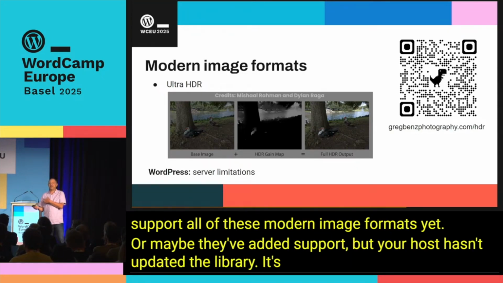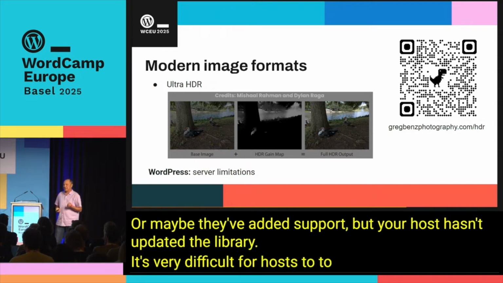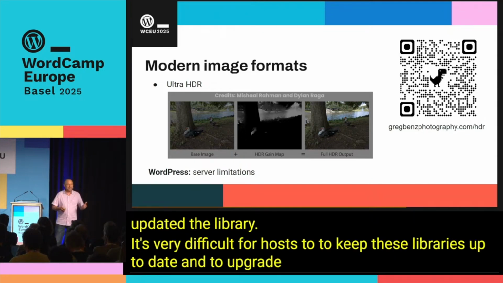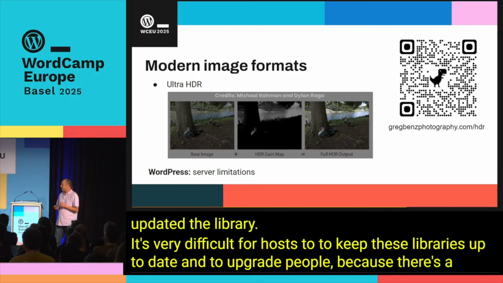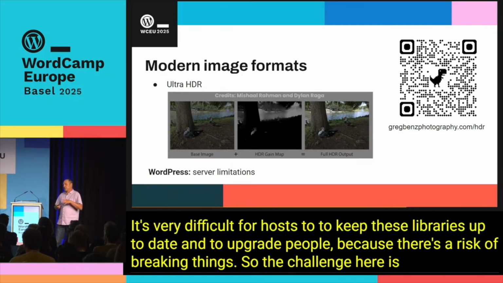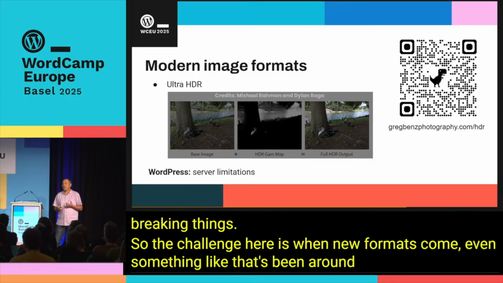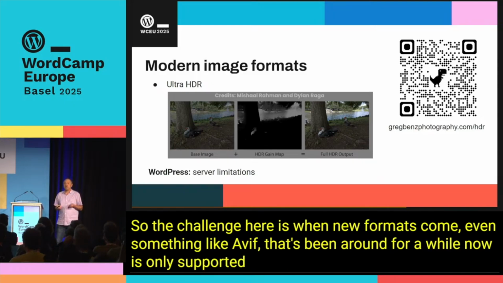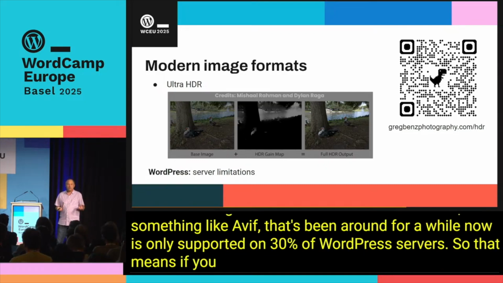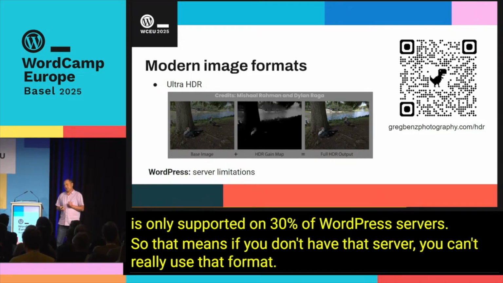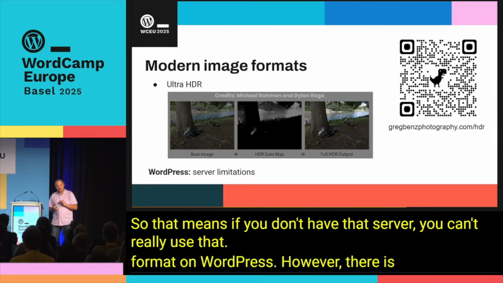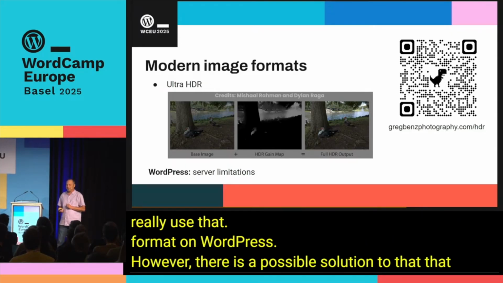It's very difficult for hosts to keep these libraries up to date and to upgrade people because there's a risk of breaking things. So the challenge here is when new formats come, even something like AVIF that's been around for a while now is only supported on 30% of WordPress servers. So that means if you don't have that server, you can't really use that format on WordPress. However, there is a possible solution to that that is in the next section that I will get back to.